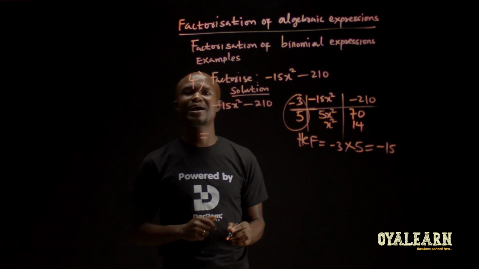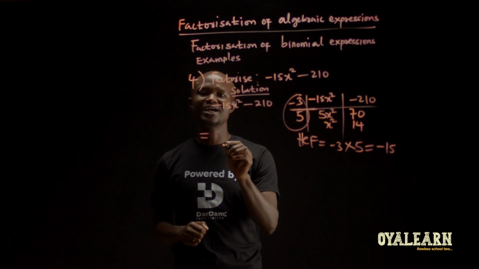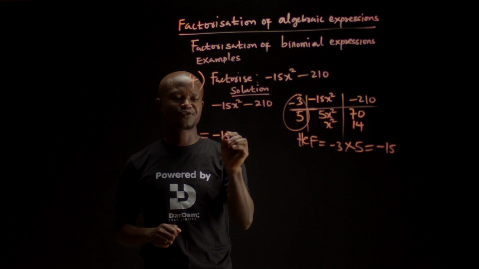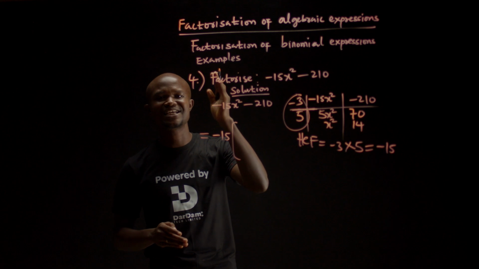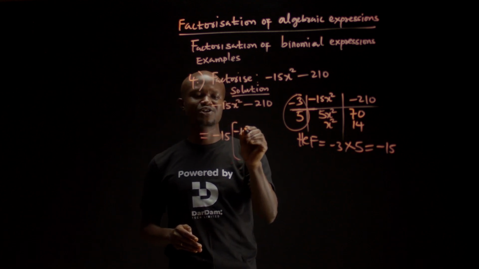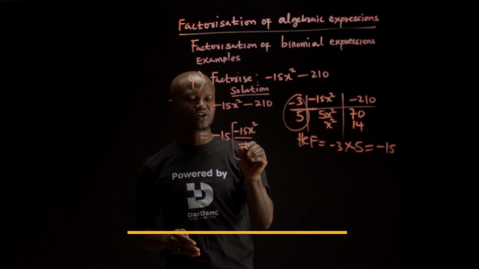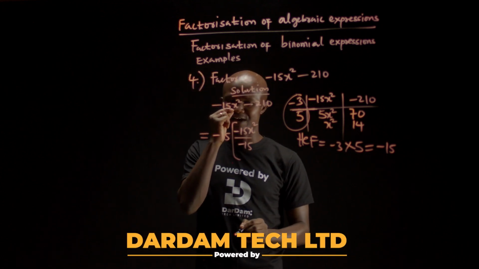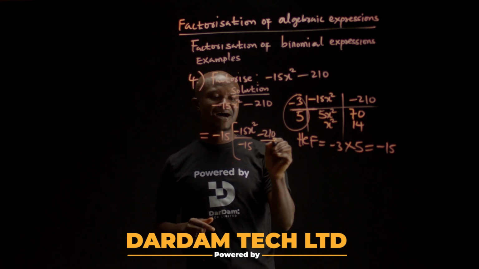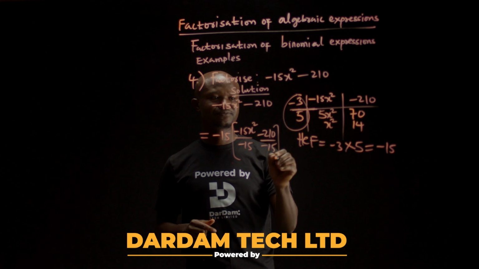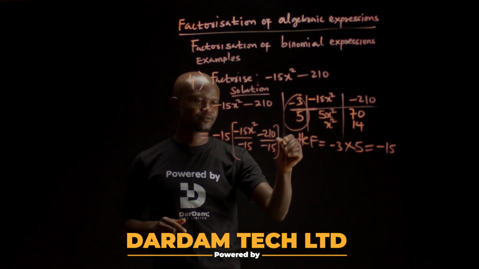So we go back to the main question. Minus 15s squared minus 210. So what do we do? We bring out the ACF, minus 15. Then we use the ACF to divide each term. Minus 15s squared divided by minus 15. Then what do we have? We have minus 210 divided by what? Minus 15.